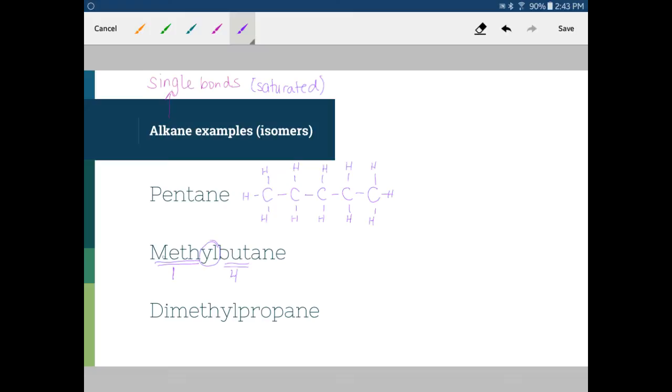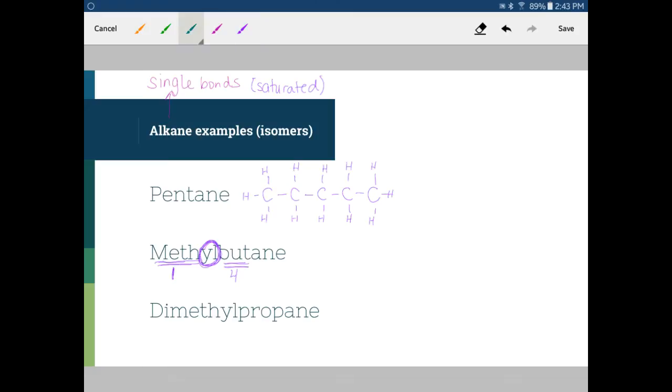So this means that I have a methyl or an alkyl branch that is 1 carbon in length. Okay, so we have to be careful of our naming. This YL tells us that there's a branch, and this meth tells us how many carbons are in this branch, and then this bute tells us how many carbons are in what we call our parent chain.